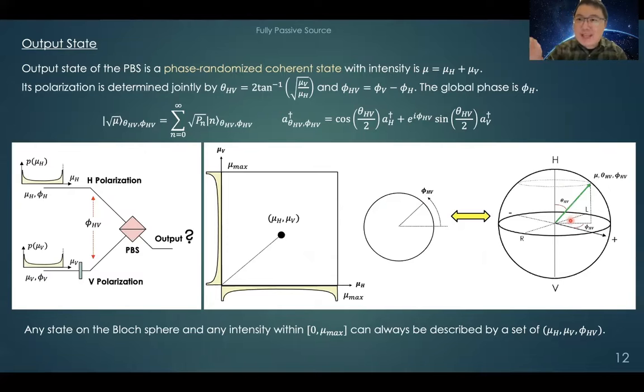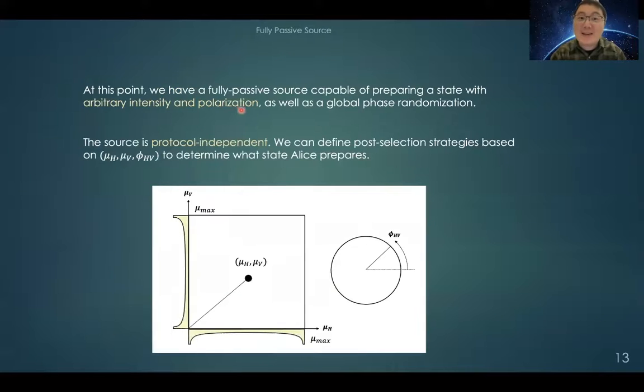And we can even prove the inverse: any desired polarization on the Bloch sphere and any intensity that Alice wants can be mapped back to find a set of mu H, mu V, and phi HV that creates it. So with this equivalent conversion relationship, we can see that we have a fully passive source that's capable of creating any state with arbitrary intensity and polarization that Alice wants, as well as, on top of that, a global phase randomization.